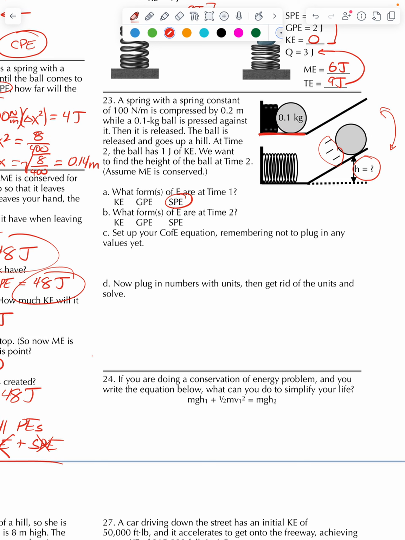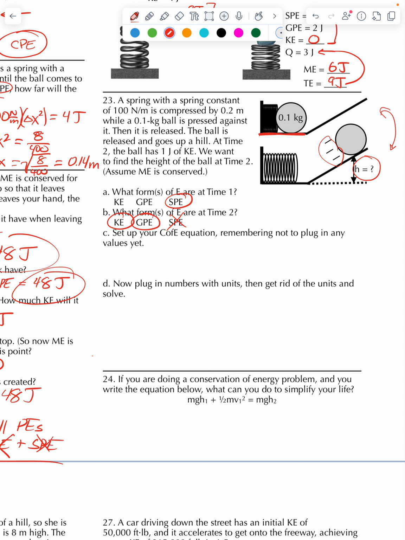Okay, what form or forms of energy are at time 2? Well, the ball is still moving, so it has KE. Now it's above what we defined as our zero of GPE, so it has GPE. But is there SPE? No, because the spring has now gone back to its relaxed position. So why do we need to do that?